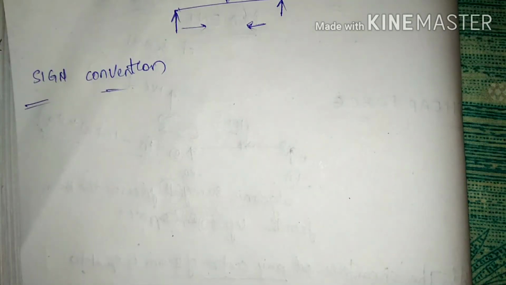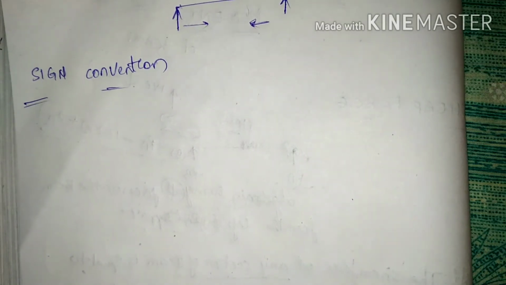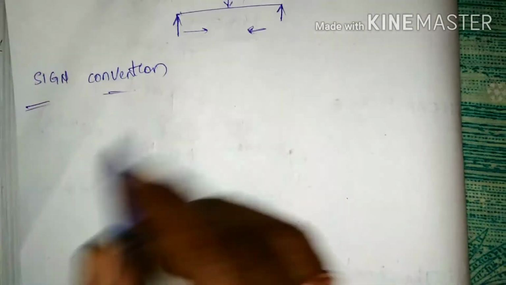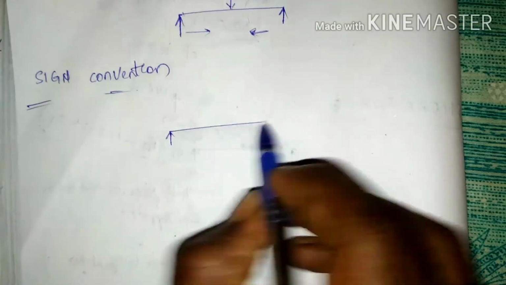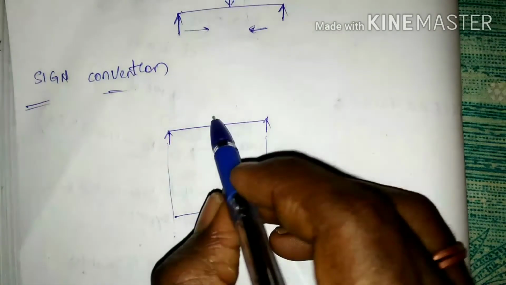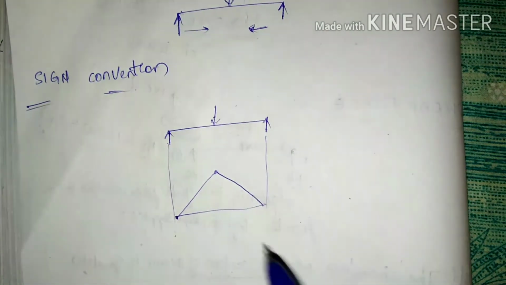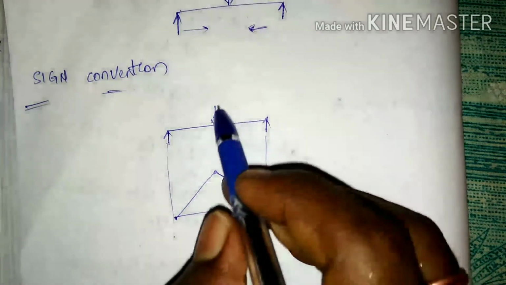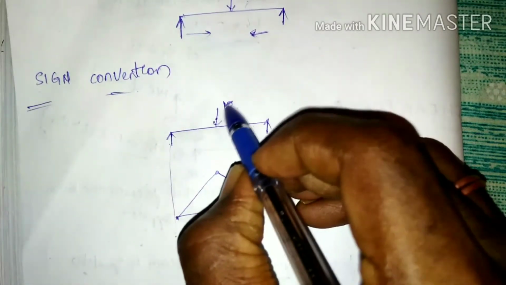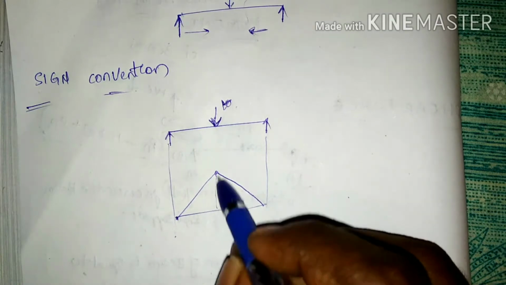For the bending moment also we have sign conventions. Let us draw one example. Here is a load. Let us assume that this is a bending moment diagram for the load which is placed at the midspan of the beam.